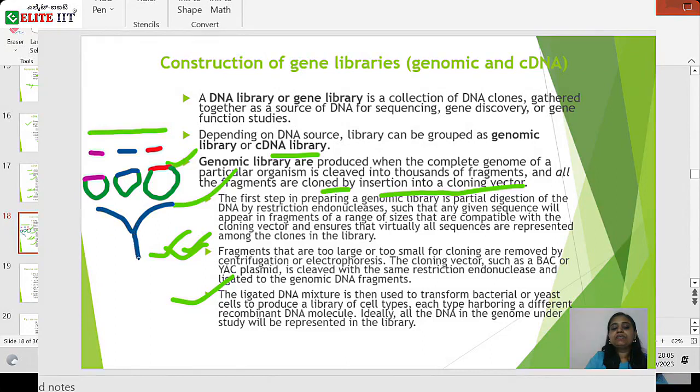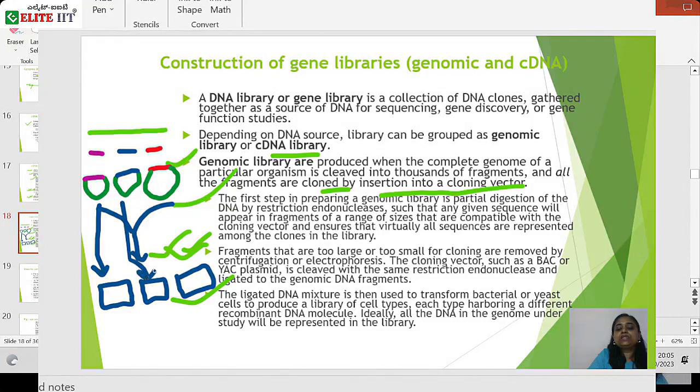Okay, you have to insert these three. Where do you have to insert? In separate host cells, bacteria or BAC or YAC yeast cells. Those are the host cells. So you just insert one by one. One molecule will be inserted here, and another recombinant will be inserted here.